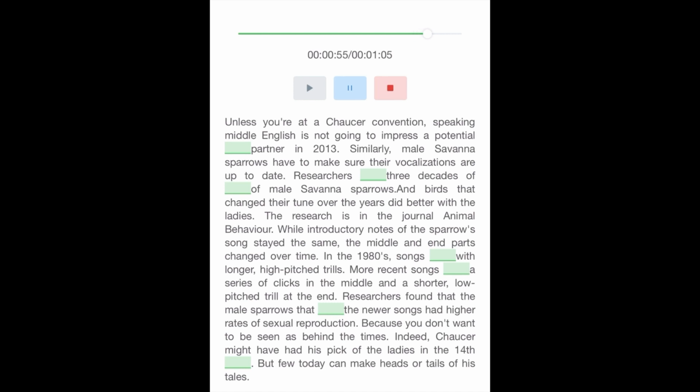Indeed, Chaucer might have had his pick of the ladies in the 14th century, but few today can make heads or tails of his tales.